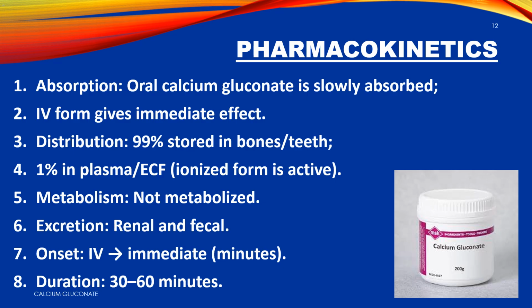4. 1% in plasma and ECF. Ionized form is active. A small percentage of calcium is present in the bloodstream and extracellular fluid, where the ionized form is biologically active. 5. Metabolism. Not metabolized. Calcium gluconate is not broken down or metabolized by the body; it is used in its active form. 6. Excretion. Renal and fecal. Excess calcium is eliminated from the body through both the kidneys (urine) and the gastrointestinal tract (feces).